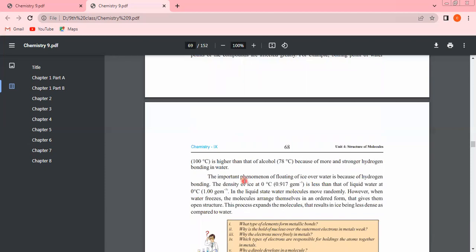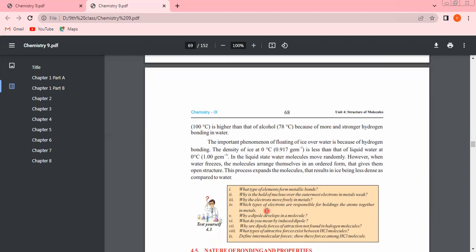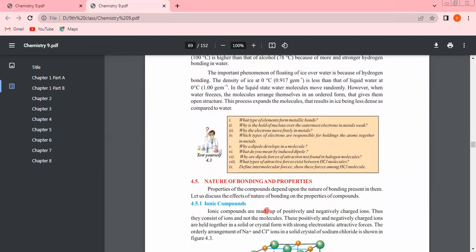The important phenomenon of floating of ice over water is because of hydrogen bonding. The density of ice at 0 degrees, 0.917, is less than that of liquid water, 1.00, in the liquid state. Water molecules move randomly. However, when water freezes, the molecules arrange themselves in an order that gives them an open structure. This process expands the molecules, which results in ice being less dense than liquid water.